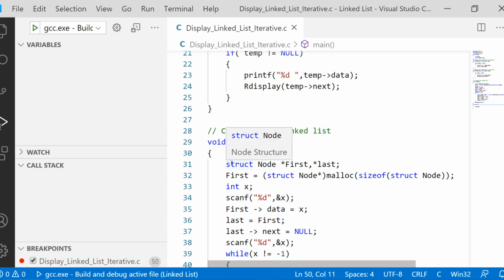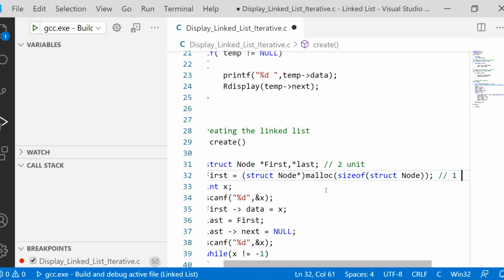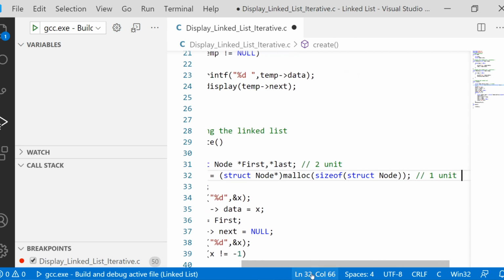Let us take, for every operation, 1 unit of time. So coming here, for taking one pointer variable, allocating the memory for one pointer variable will take 1 unit. For declaring two variables, let us consider 2 units of time. Then allocating the memory and initializing the first pointer, let us take that it is going to take 1 unit. So one operation, 1 unit.